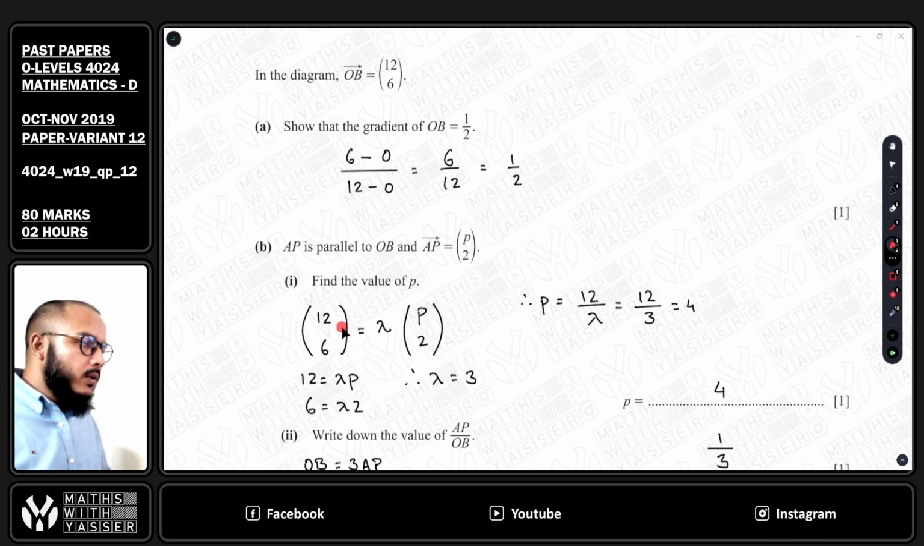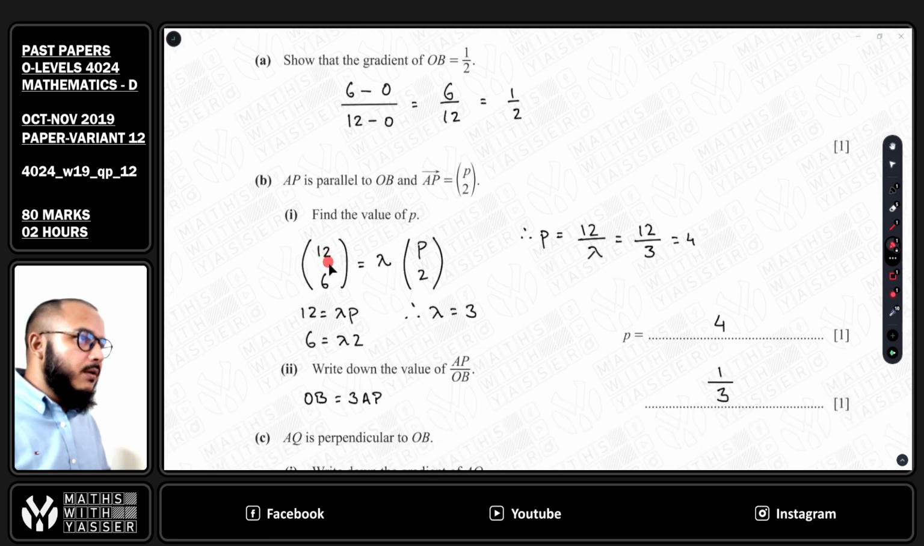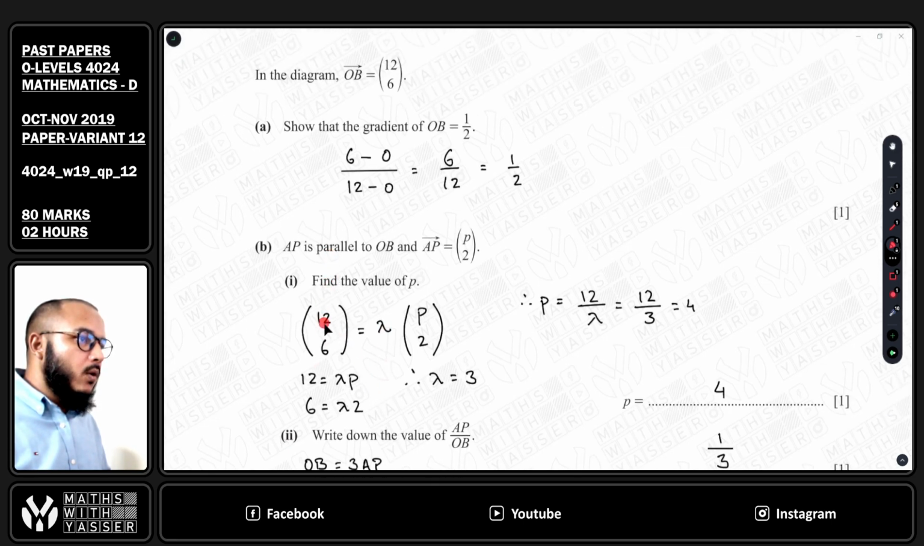So, we know that when we have such values like a column vector, we can connect them. If two vectors are parallel, we can connect them by a constant. So I'm taking lambda as a constant. This is the column vector for OB and this is the column vector for AP. They are getting connected because I can equate them with a constant, because they are parallel.